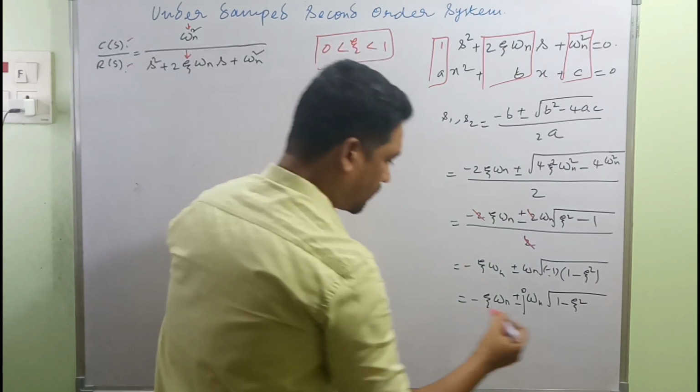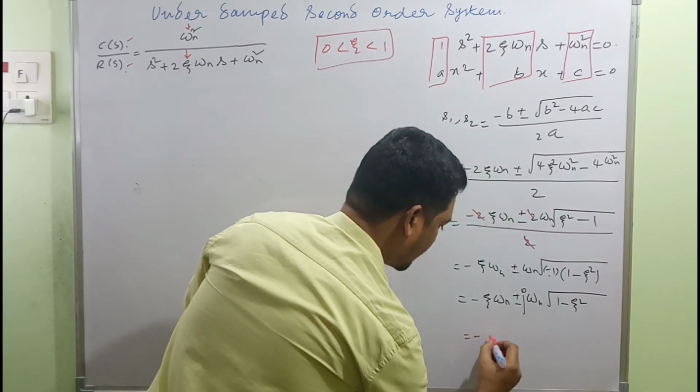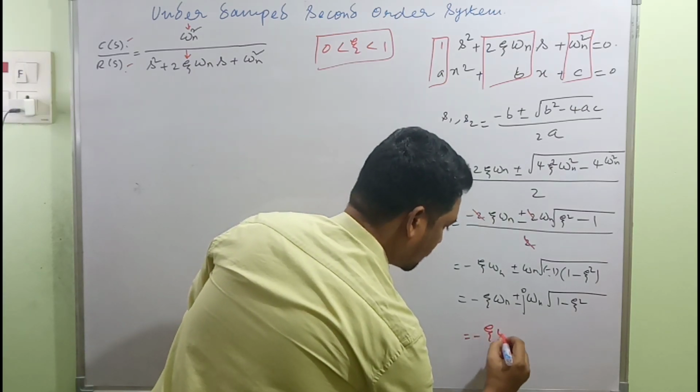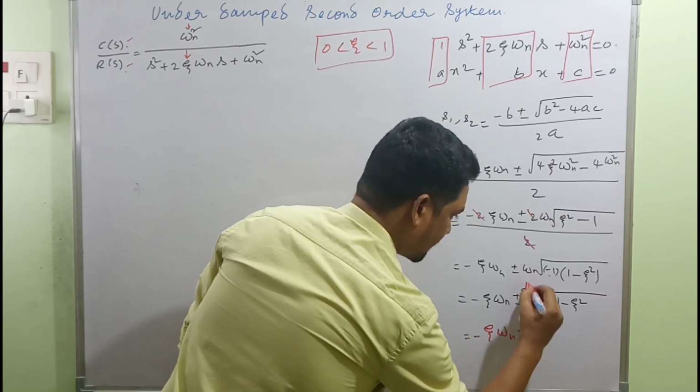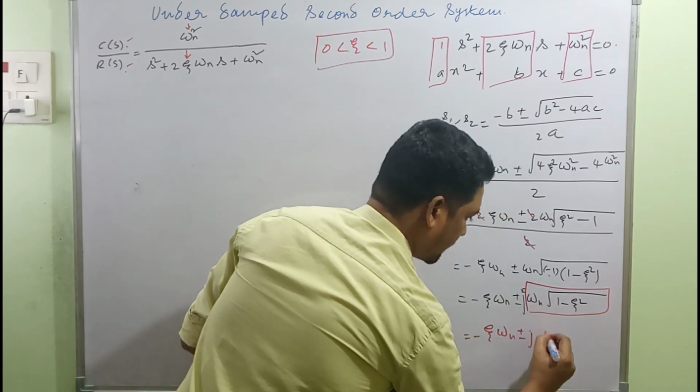And here, an even more simplified version: this will be minus zeta omega n plus or minus j times, guys, this entire term written as omega d.